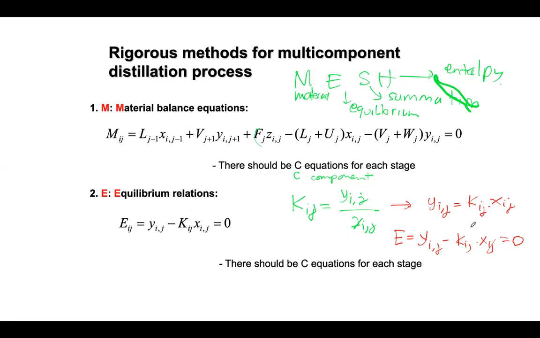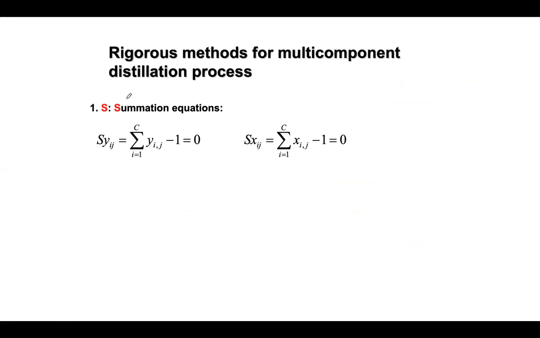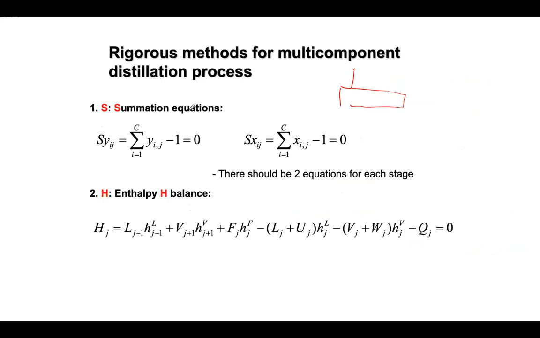Okay, so that is E. The next one is the summation. The summation of the components in each stage, the summation of Yij and also the summation of Xij should be equal to 1.